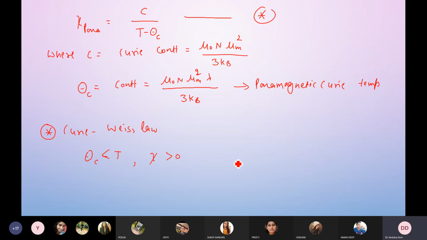Right? Okay, so this is all about paramagnetic materials. So we discussed the domain theory, we discussed the origin of magnetism in paramagnetic materials. Then we talked about the classical or Langevin theory of paramagnetism. Then we talked about the modified Weiss theory of paramagnetic materials.